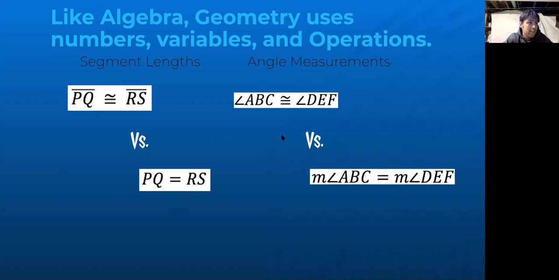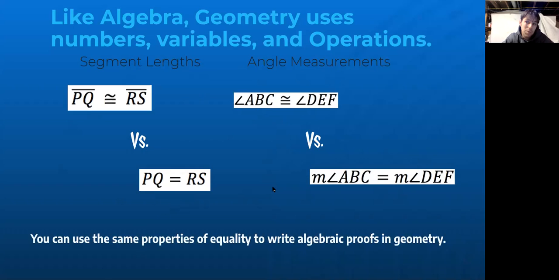Angle measurements. So these mean the angles are congruent, and these mean their measures are equal. These are really specific differences between what these are. This means that we have two segments that are exactly the same. This statement really only refers to the length of the segment. These two segments have the same length. Now, more or less, they kind of mean the same thing, but it's important to know the distinction.